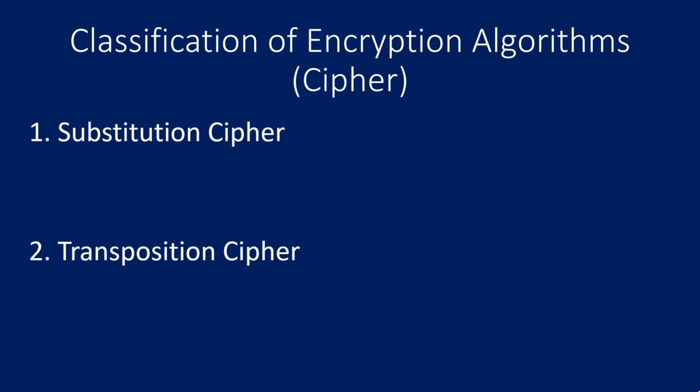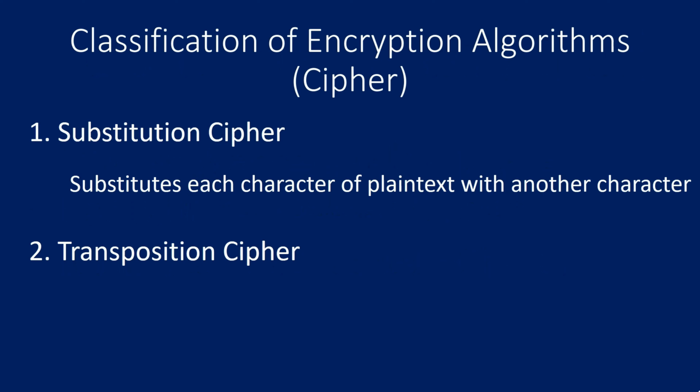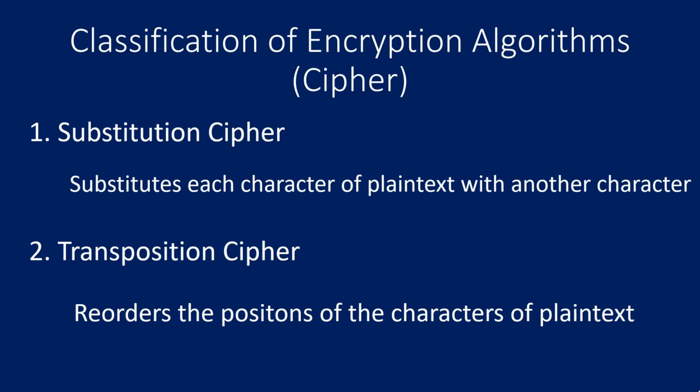So what is the difference between these two ciphers? Substitution cipher is a cipher which basically replaces or substitutes each character of the plaintext with totally another character, while a transposition cipher is a cipher or encryption algorithm which reorders the positions of the characters present in the plaintext.